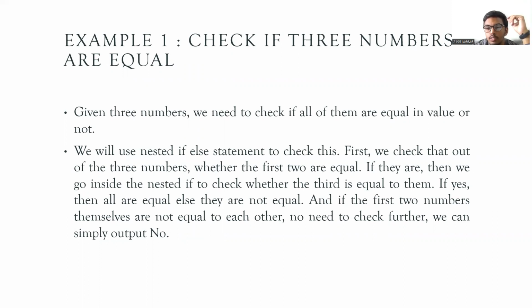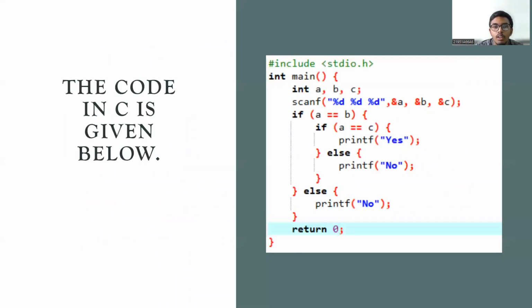If so, then all are equal, else they are not equal. And if the first two numbers themselves are not equal to each other, no need to check further. We can simply output no. The code in C is given below.